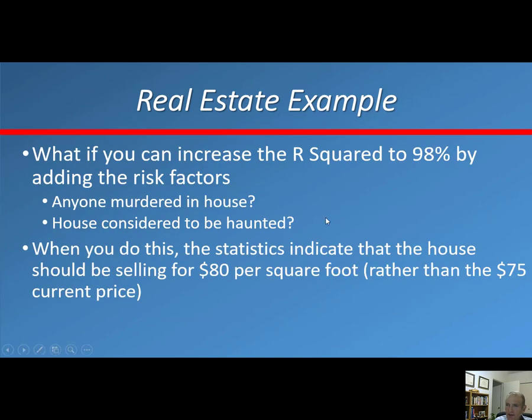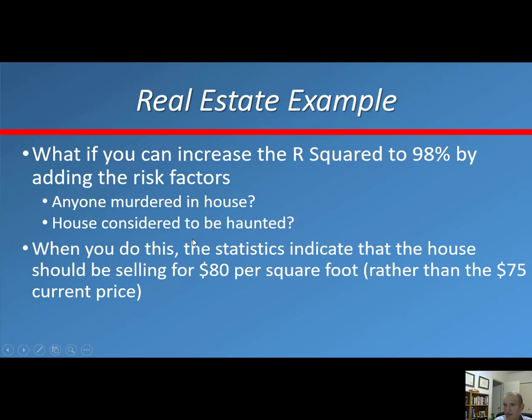Well, let's see if we can get our R squared up to 98%. So we add 2 more risk factors. Has anyone ever been murdered in the house? And is the house considered haunted? So you bring those 2 factors in, and now you can explain 98%. And when you do that, the value of the house drops from $150 down to $80. It's still a good buy, but it's dropped. So that tells you one or both of these 2 things have happened.